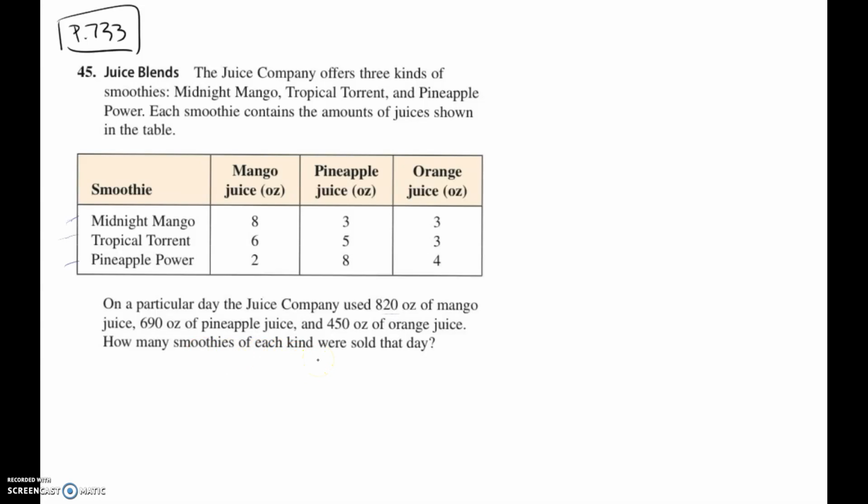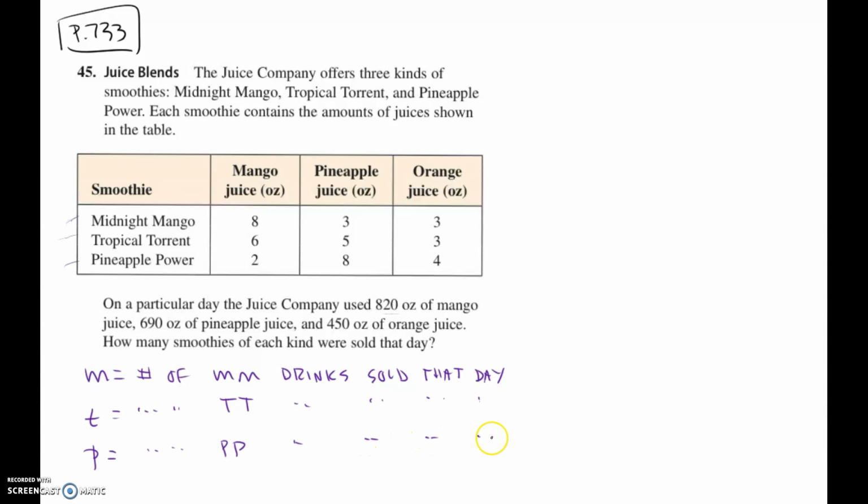So let's let M be the number of Midnight Mango drinks sold that day. Let's let T equal the number of Tropical Turret drinks sold that day. And let's let P equal the number of Pineapple Power drinks sold that day. So these are the variables I want to solve for. So I need 3 equations to solve for these 3 variables. I'm going to get one from each of these givens.